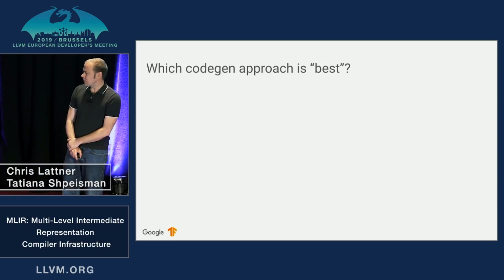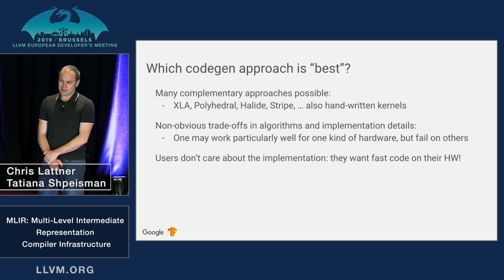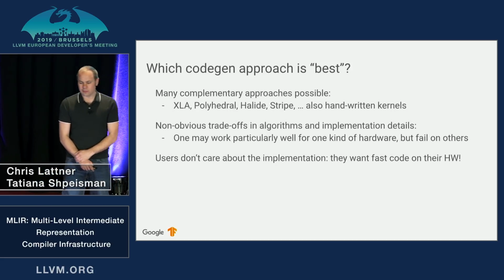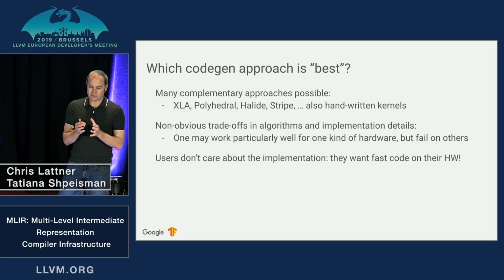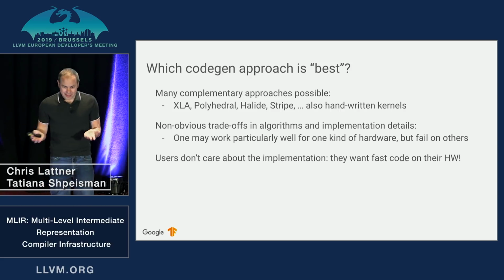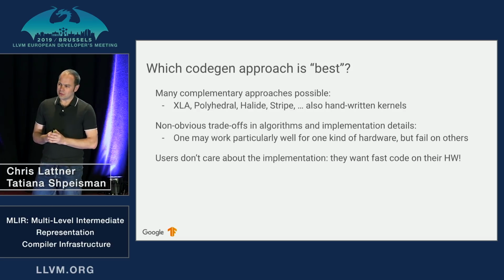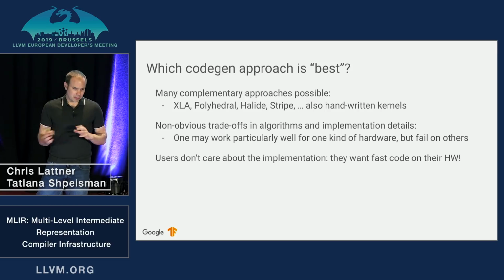And so I think people often ask me, which approach is best? And why are you investing in two different things? Why XLA and polyhedral? And the short answer is that there aren't even just two ways. There are actually a lot of different ways of generating code, and this is just for tensors. There are the Halide and Stripe approaches, which are also really great. Apparently people still write kernels by hand. That's actually one of the most popular ways. And all these different approaches have different trade-offs. So if you have a specific kind of hardware, one algorithm might be better than the other.